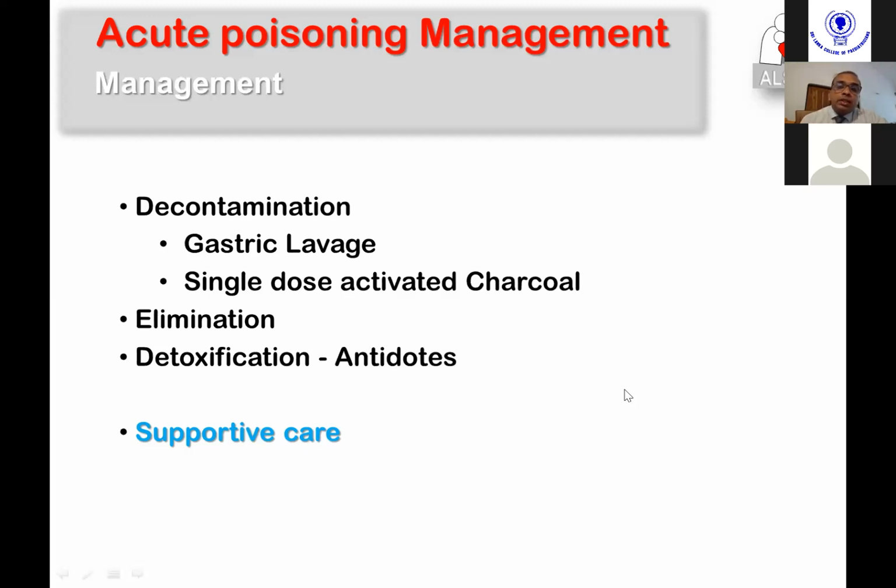Elimination is the removal of poison from the body, from the circulation, before the toxic effects. When it has entered the circulation, sometimes we take it out by dialysis, by interrupting the enterohepatic circulation, or by some diuresis. Removal from the circulation is known as elimination. Detoxification is neutralization of the poison with the antidote, an anti-toxic drug which can reverse the toxic effect of the poison. And supportive care is whatever support we can give: respiratory support, renal support, liver support, ventilation, cardiac support. Whatever the support is, it is known as supportive care.